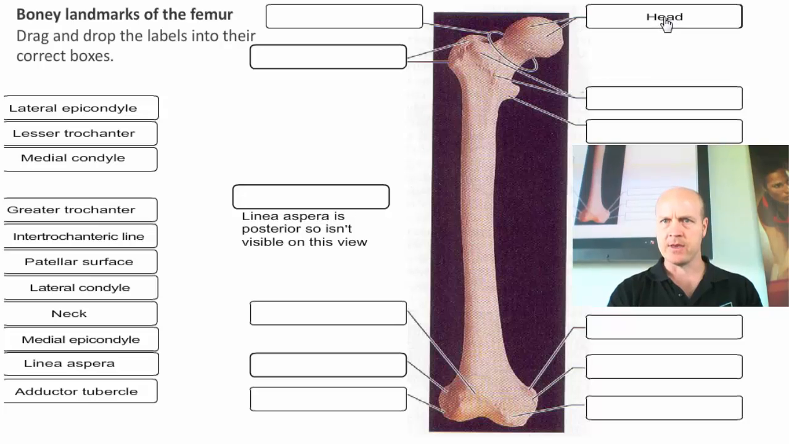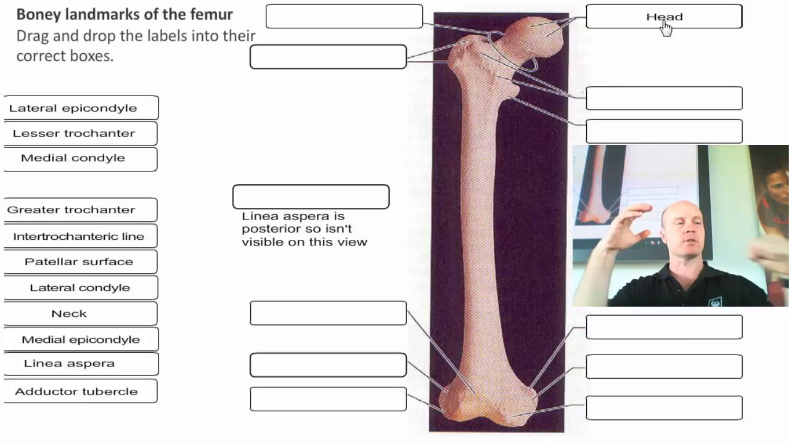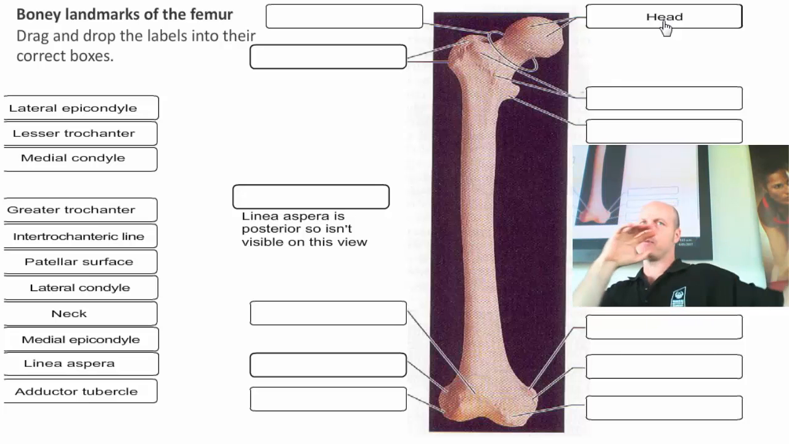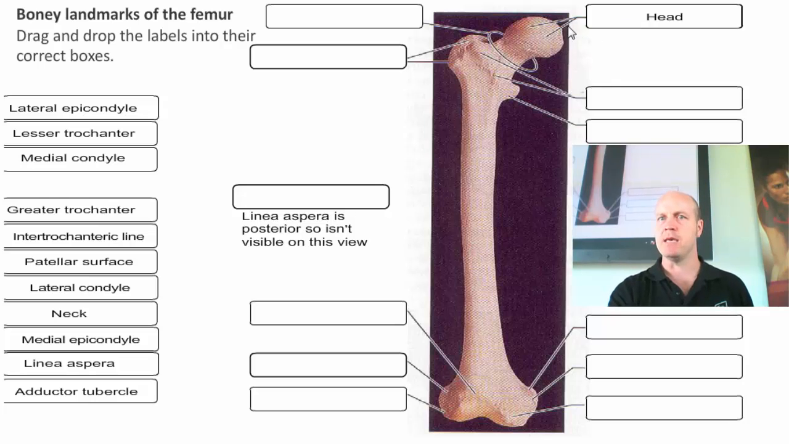And the head of the femur has to be medial, because the head of the femur is going to sit in the acetabulum, so therefore it's got to go medially into the acetabulum, or our hip's going to be dislocated. So whenever you see the head, you know you've got the medial aspect of the femur. Below the head, we've got the neck, so this is good so far.